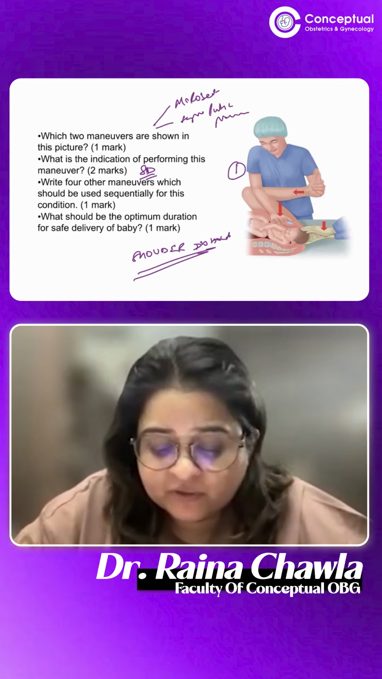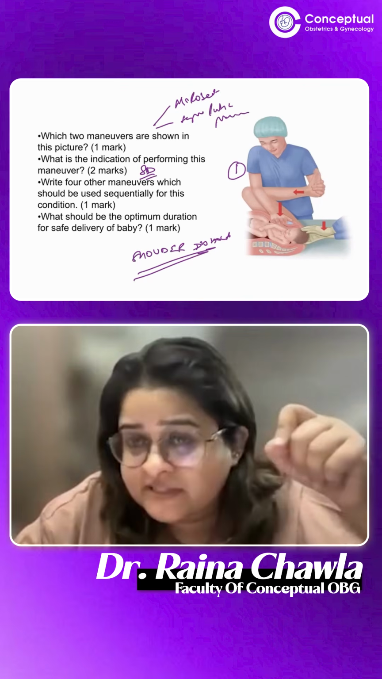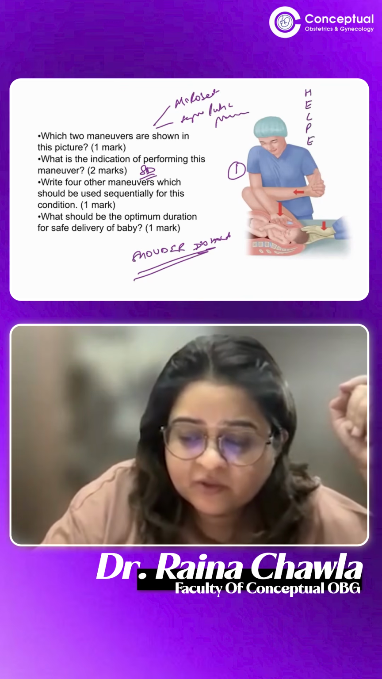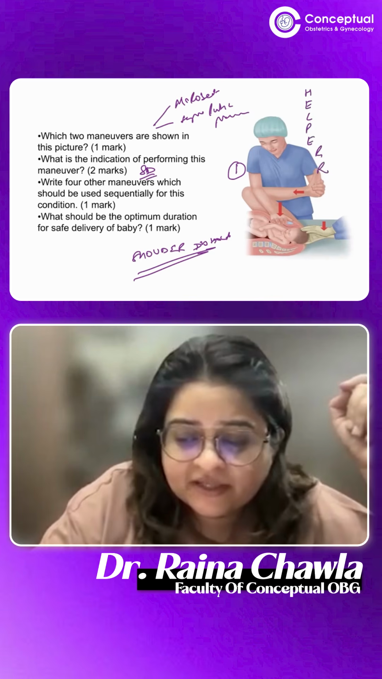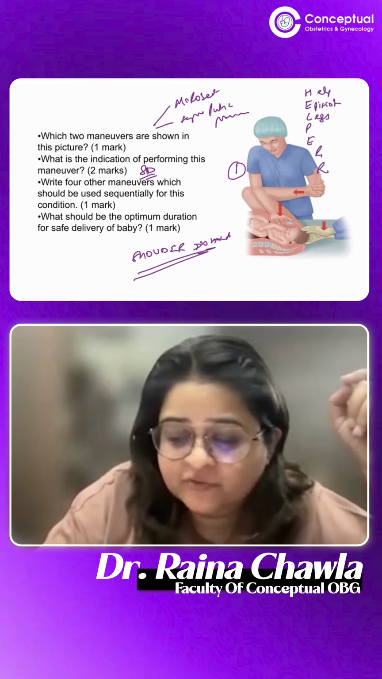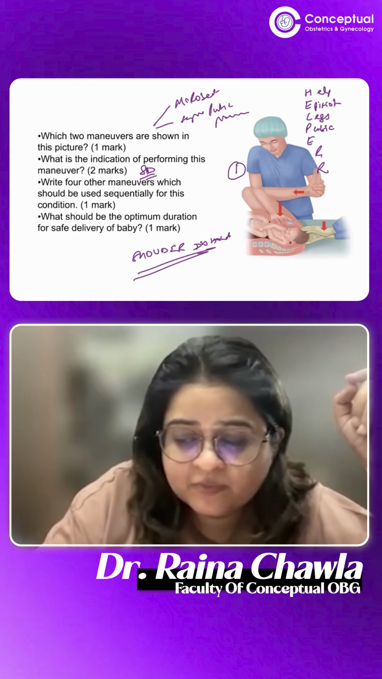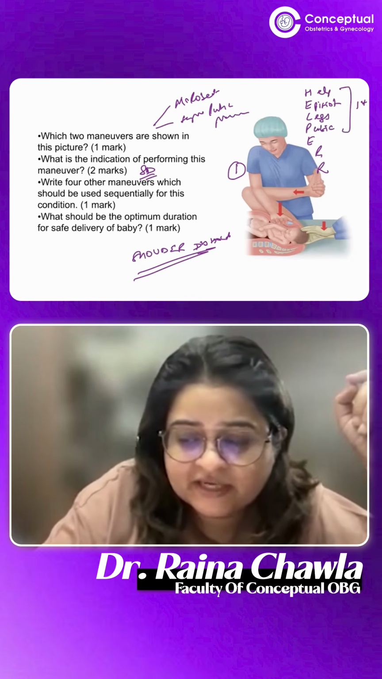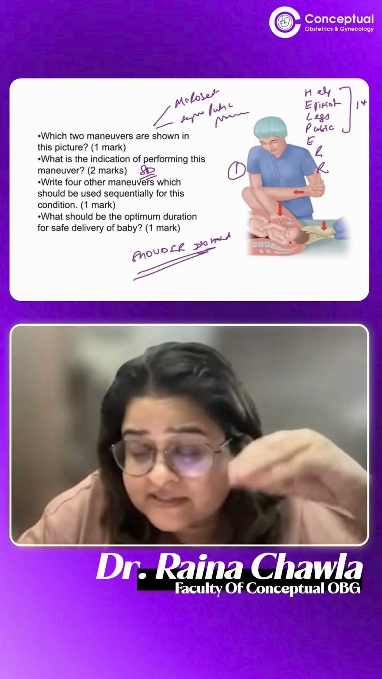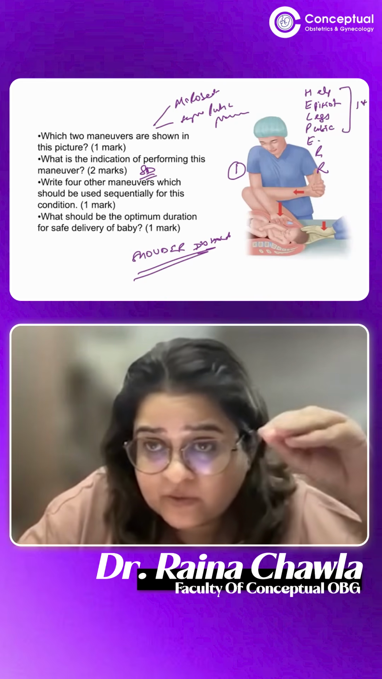Right, four other maneuvers which should be used sequentially for this condition. For this, you should remember the HELPERR mnemonic. What is the HELPERR mnemonic? H is call for help, E is episiotomy, L is legs, that is the McRoberts maneuver, P is suprapubic pressure. These are your first line maneuvers. If these fail, then you go to the second line maneuvers. So this is now sequentially.